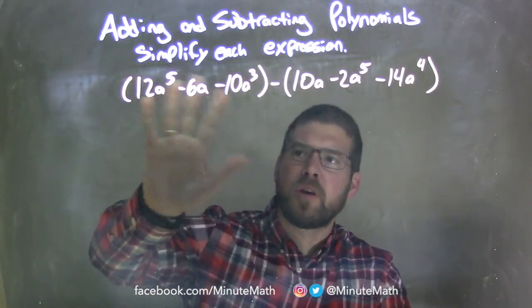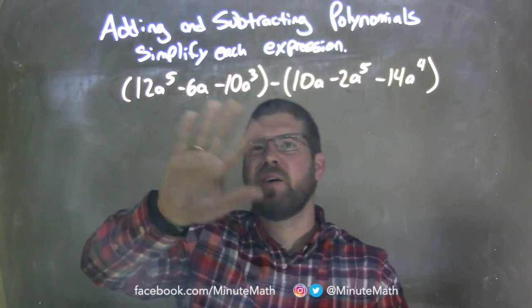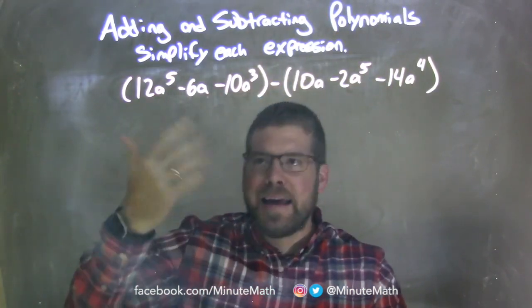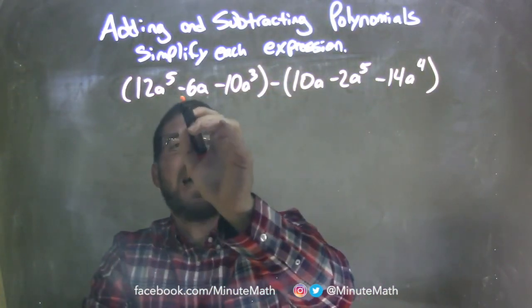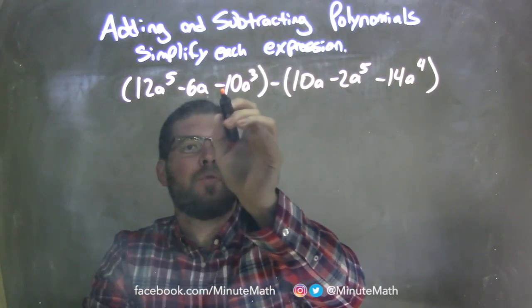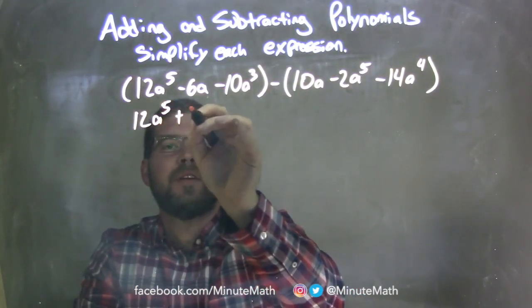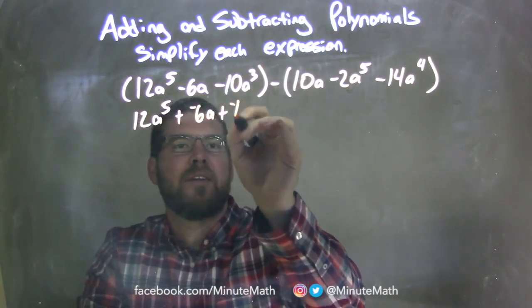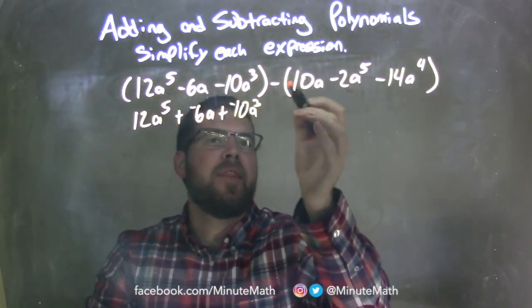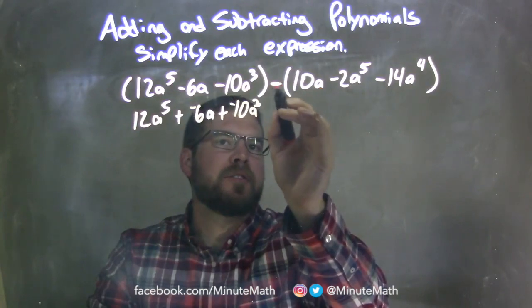Now we're looking at each parenthesis, and we see that, oh, we can't simplify there, so I can't do that now. So what I'm going to do is take all these subtraction signs and add a negative. So I have 12a to the fifth plus a negative 6a plus a negative 10a to the third. Then I'm distributing now the subtraction sign across.